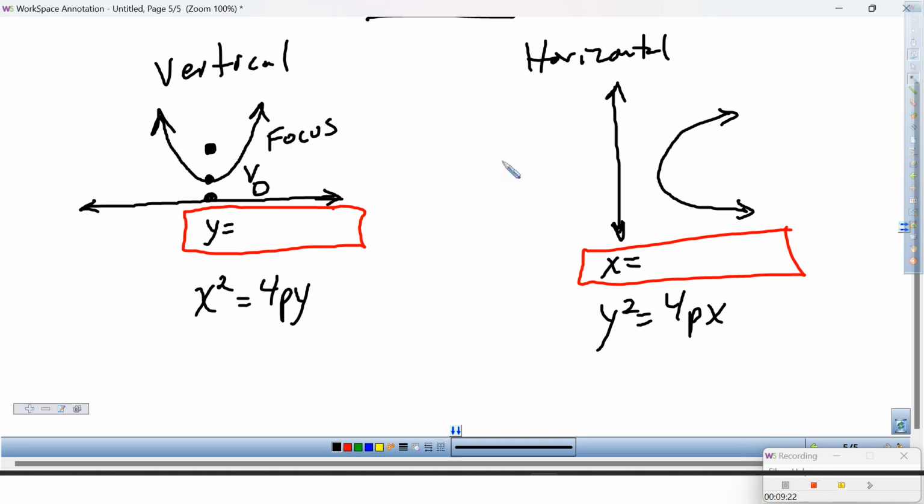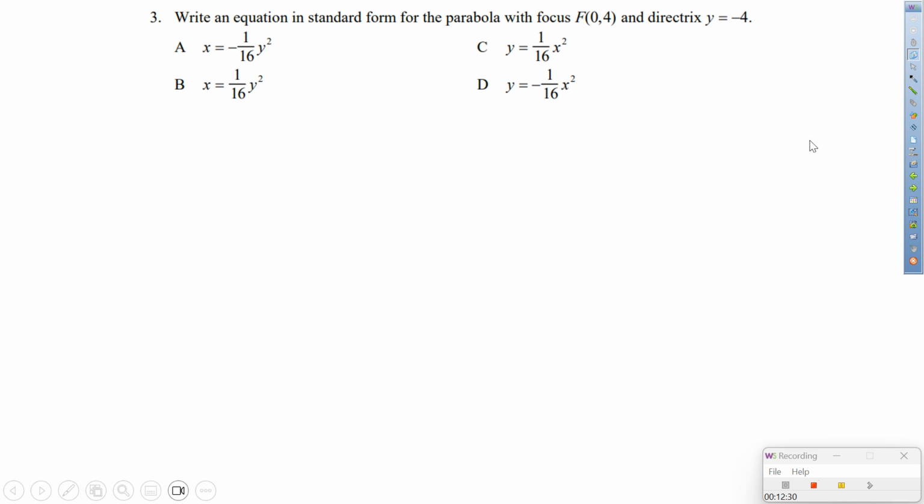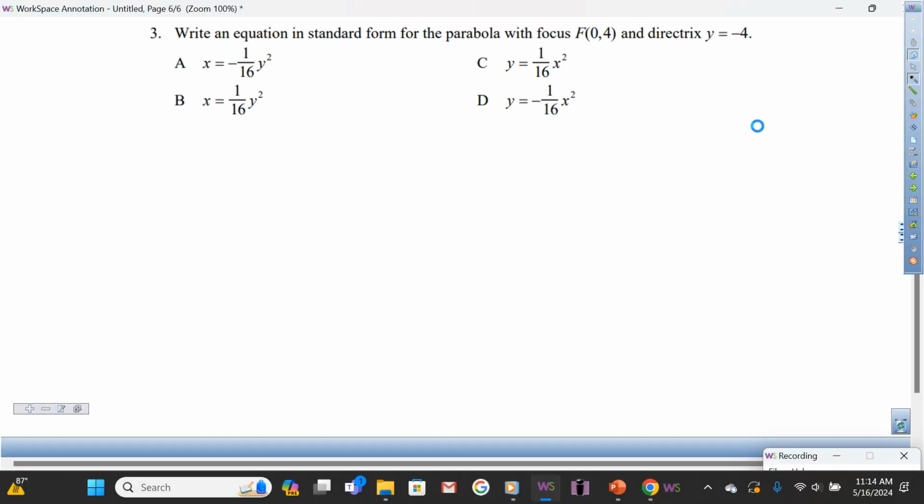Focus. That is correct. Focus, vertex, and directrix point. Those are the 3 points that we use. Same thing over here. This is our D, this is our V, and we need a focus. So with that said, let's look at the information that they give us. They say, write an equation in standard form of a parabola with focus 0, 4, and directrix y equals -4. So where do we look first, everyone?